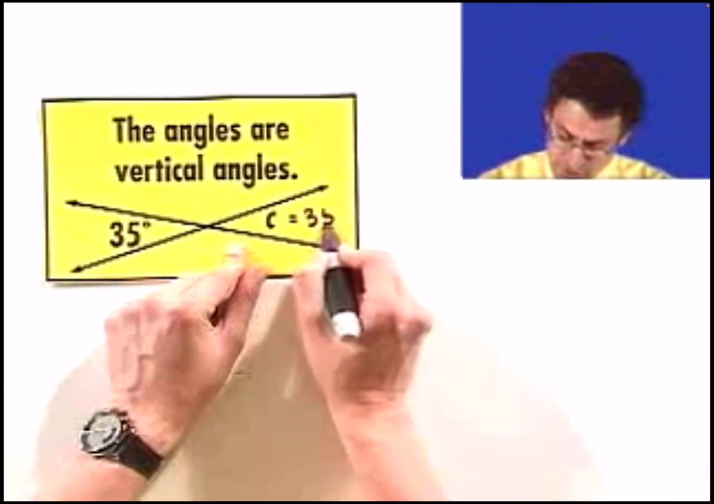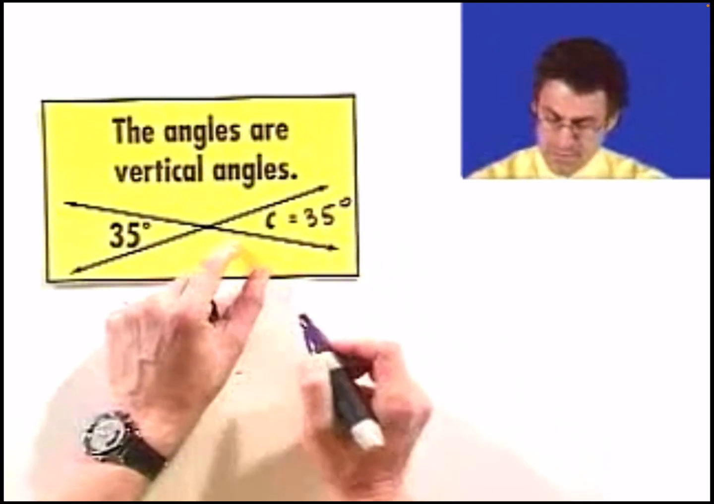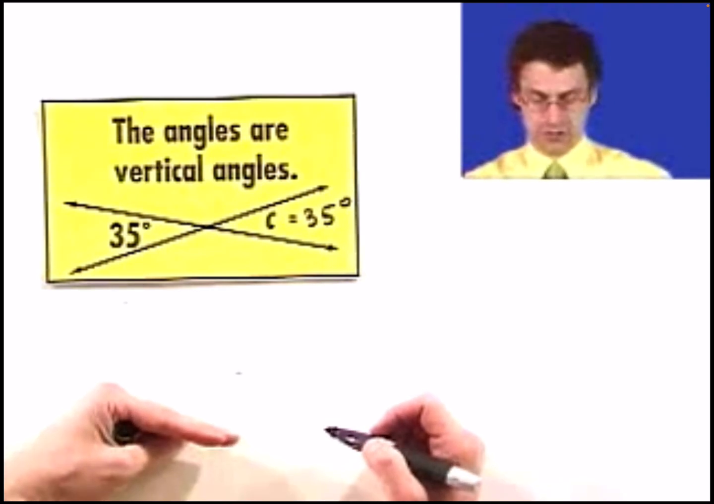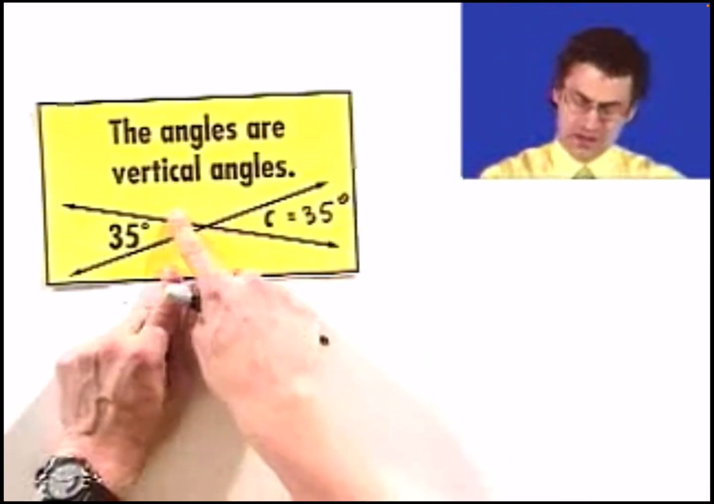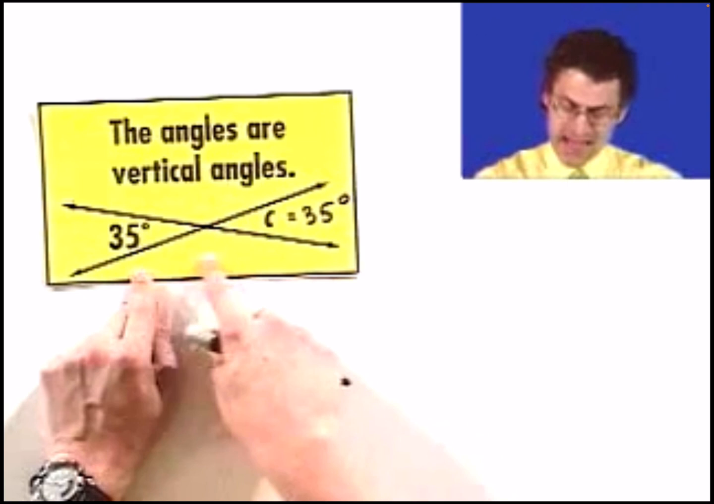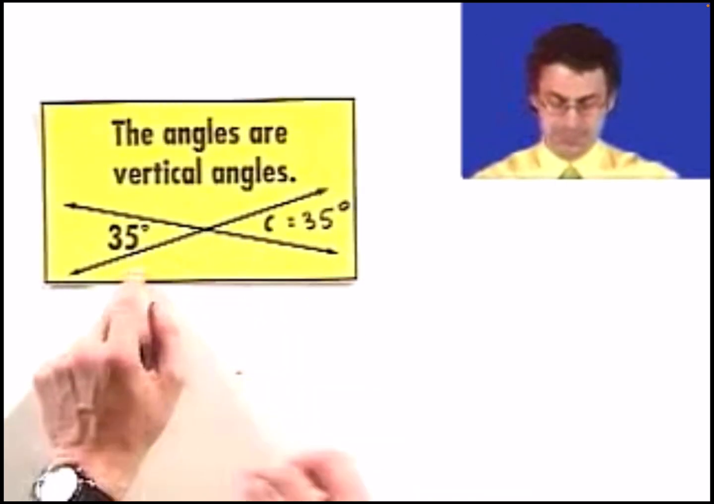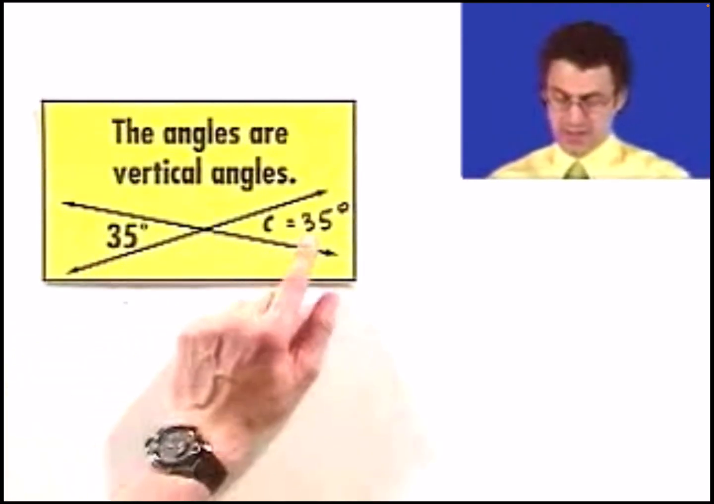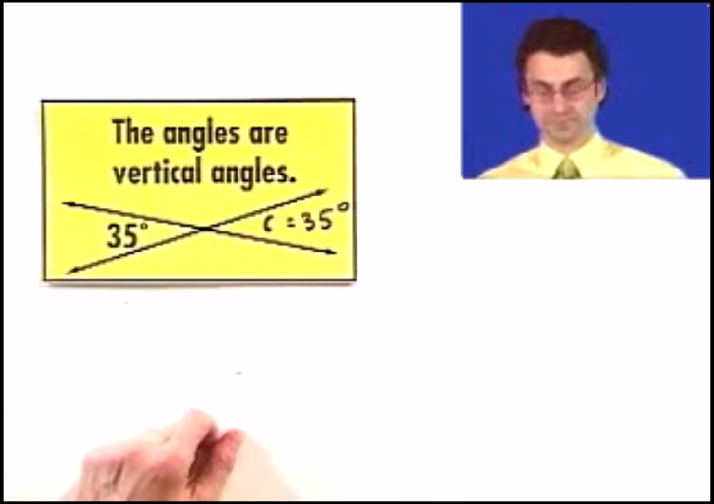So the moral of the story here is that vertical angles have the same measure. So if we knew the angle of this, that would be the exact same angle as that. So vertical angles have the same measure. This is 35 degrees, therefore this is 35 degrees as well. How about this last one?